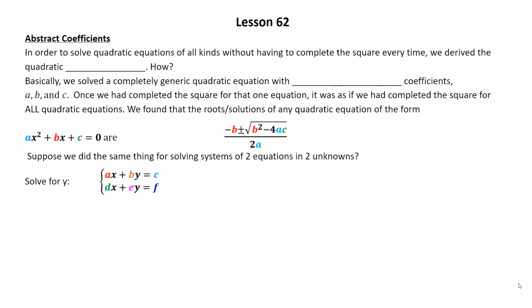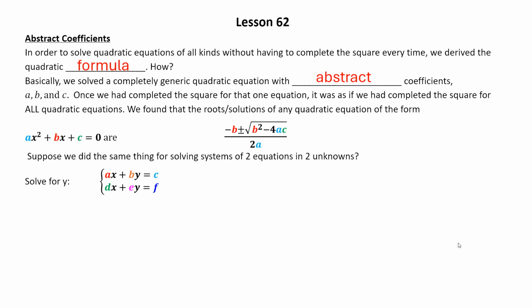So in order to solve quadratic equations, we derived the quadratic formula, and we did that by creating a generic quadratic equation, ax squared plus bx plus c equals 0, and then completing the square for that in order to get the quadratic formula. So it was as if we had completed the square for every possible quadratic equation, and so we didn't need to do it anymore. We can just plug the coefficients into that formula.